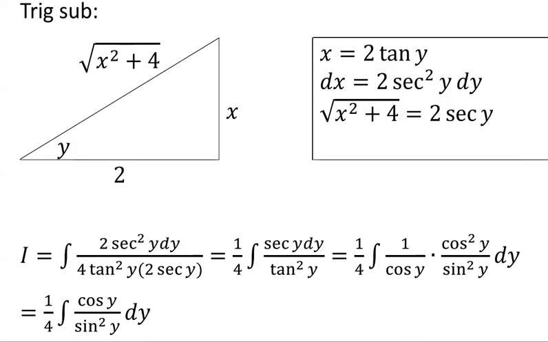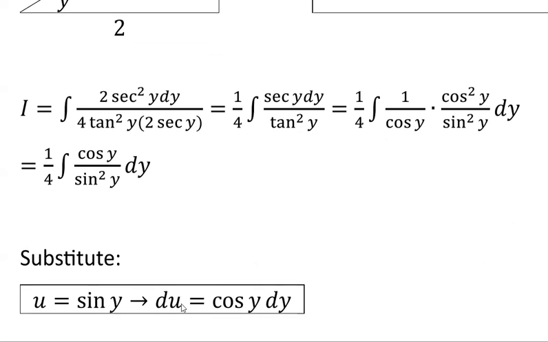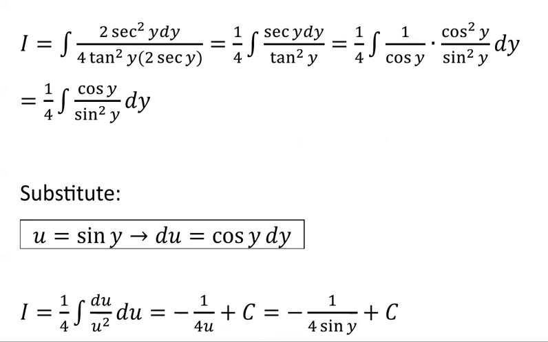Now, hopefully, you see we can make a substitution. Let u be sine y, du is cosine y dy. Okay, so we just have 1/4 integral du over u squared. Now this is just the power rule, minus 1 over 4u plus c.